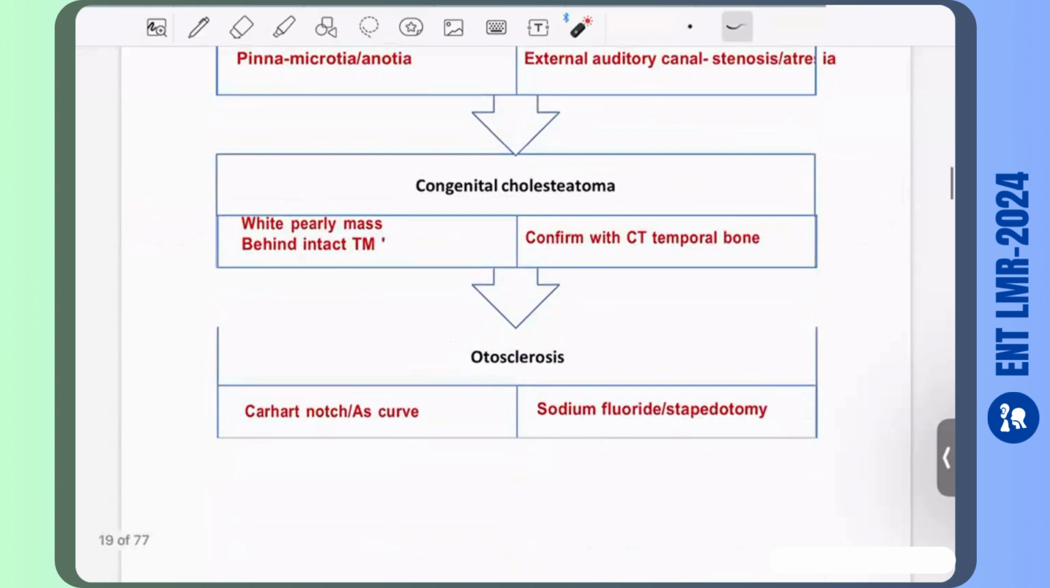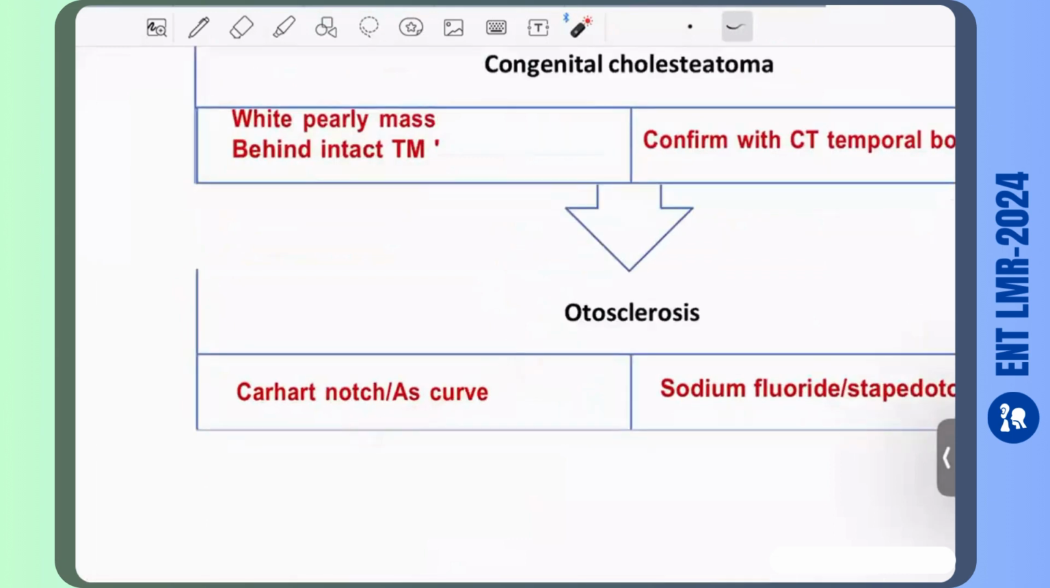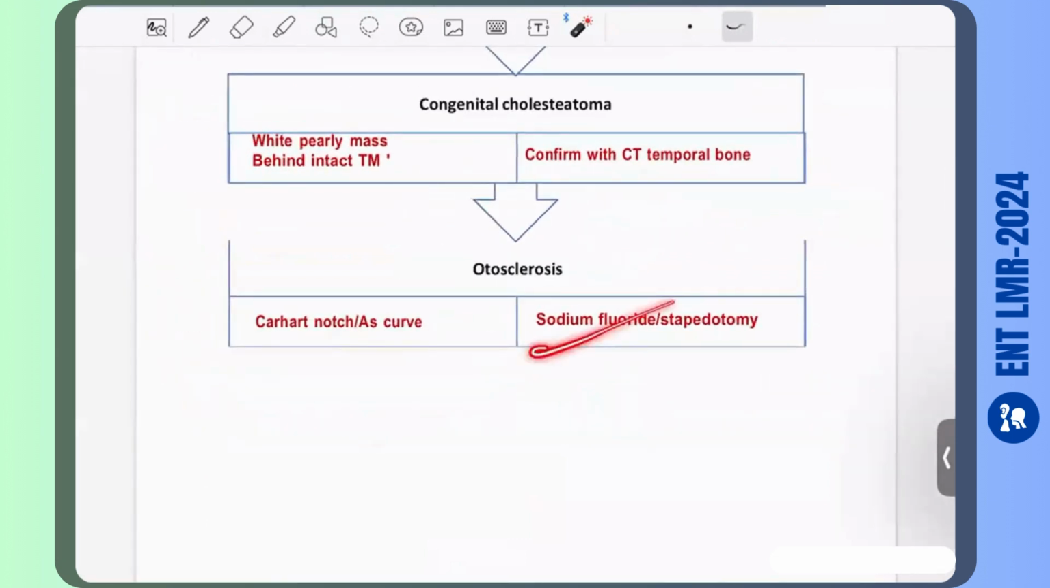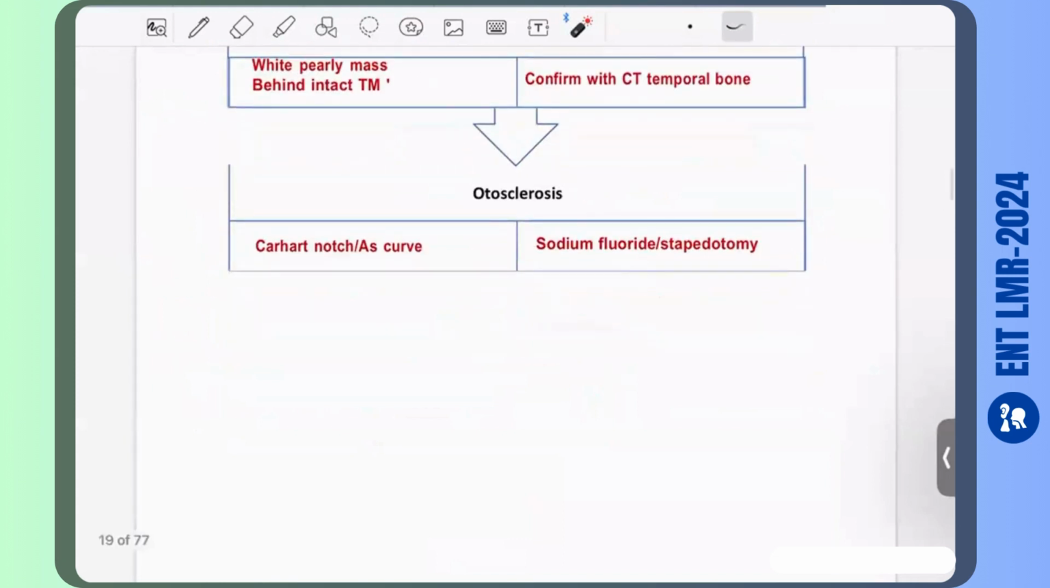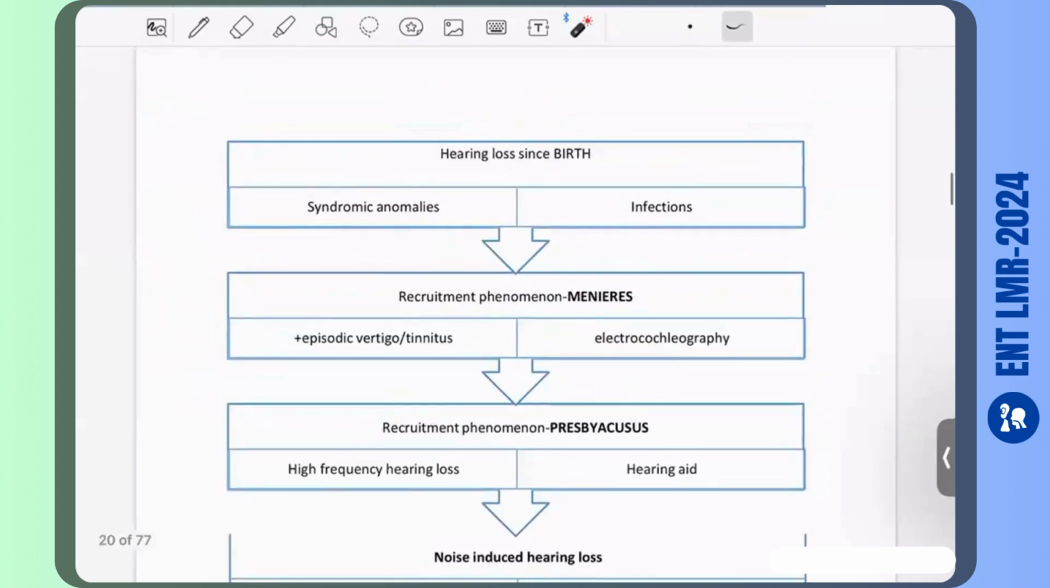The second cause, the tympanic membrane is intact. We could see a white mass behind the intact TM, which means that it is congenital cholesteatoma. You could confirm it with CT temporal bone. Or it could be otosclerosis, where there is bilateral conductive hearing loss in females. There is Carhart's notch and Schwartze sign positive. Treatment for otosclerosis: you could give sodium fluoride as medical treatment, or surgically, stapedotomy. Now let me show you the causes where there will be sensorineural hearing loss on audiogram.